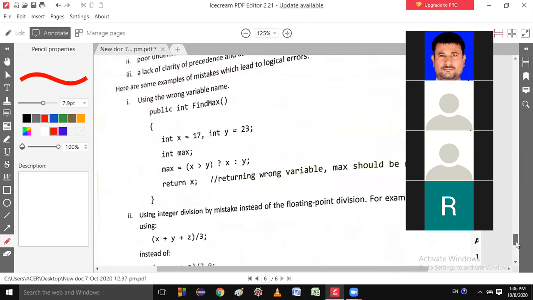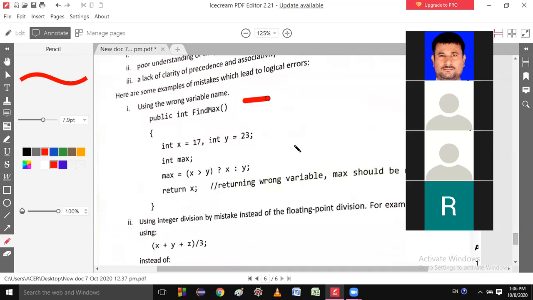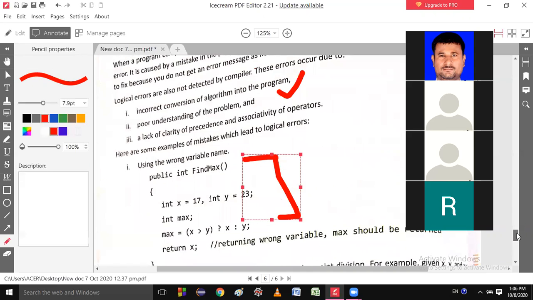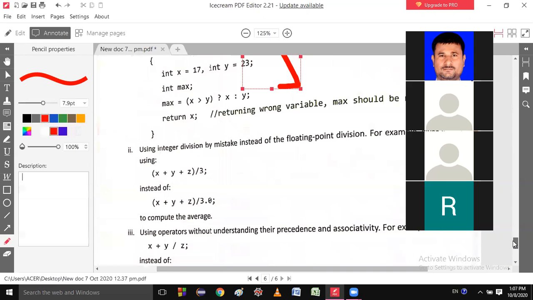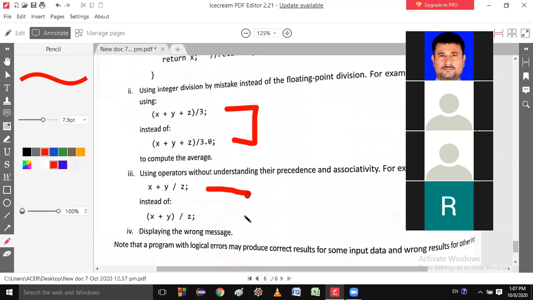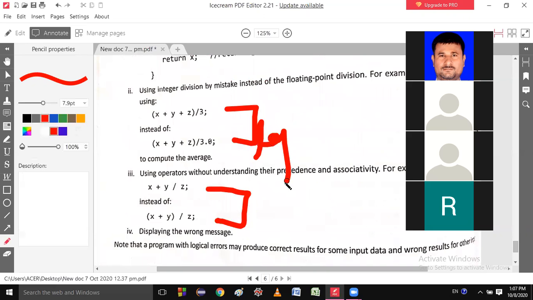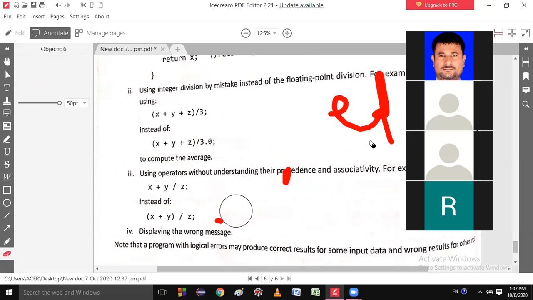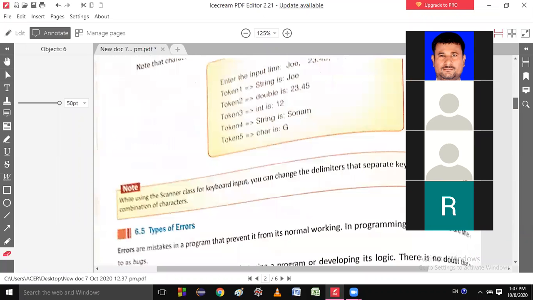So, using wrong variable name, logical errors, using integer division by mistake instead of floating point division. These are the mistakes which will give you a wrong result, so that means they are logical errors. I think right now you can understand what are syntax errors, what are logical errors, and what are runtime errors. Can you differentiate between these three? Can you differentiate, students? Yes, sir.